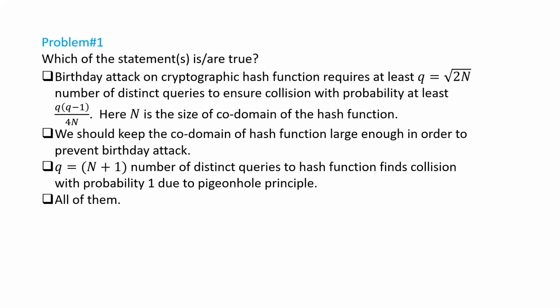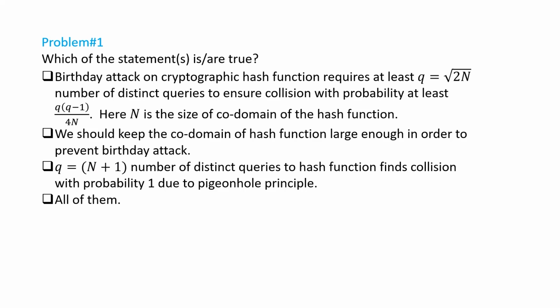So there are 365 days in the year, and any person can have a birthday on any of those days. So you just replace n with 365, and you will get q equal to 27. So if you have a gathering of 27 people, then you will have a probability of collision in their birthdays. So two people having the same birthday, that scenario can occur with probability almost half.